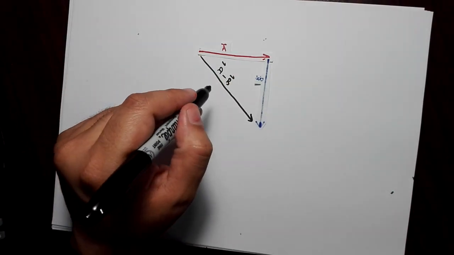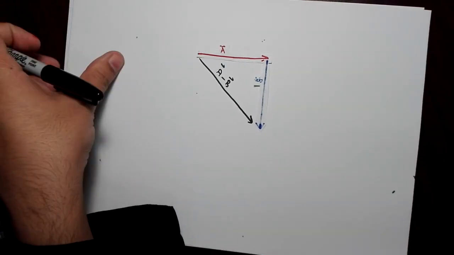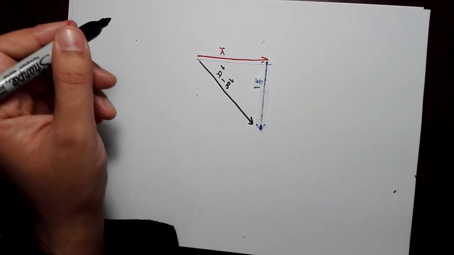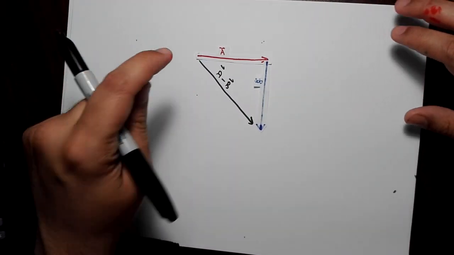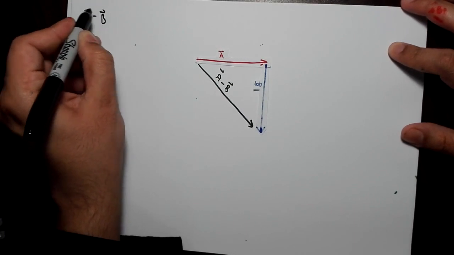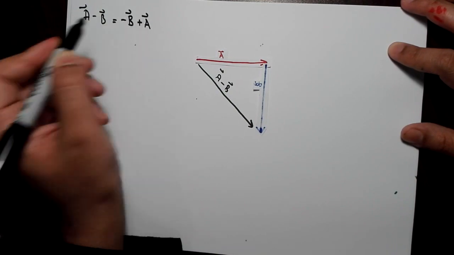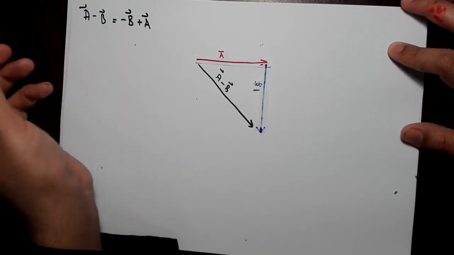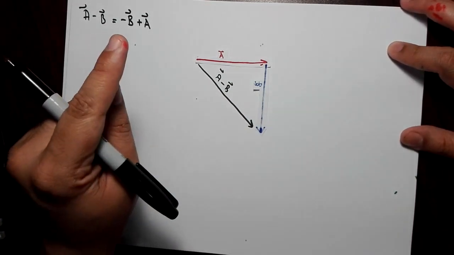But remember, subtraction is not commutative. So A minus B is not equal to B minus A. But A minus B, of course, is equal to minus B plus A. That's the same thing, you're just writing it differently. You still have the same vectors, right? But it's not equal to B minus A.